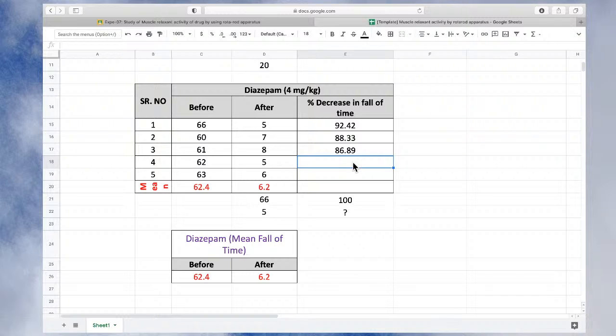So how will you identify? Wherever there is a decrease in fall off time, right? If the reading before treatment is more and after treatment it is less, that indicates there is a decrease in fall off time. This indicates muscle relaxant activity of the drug.